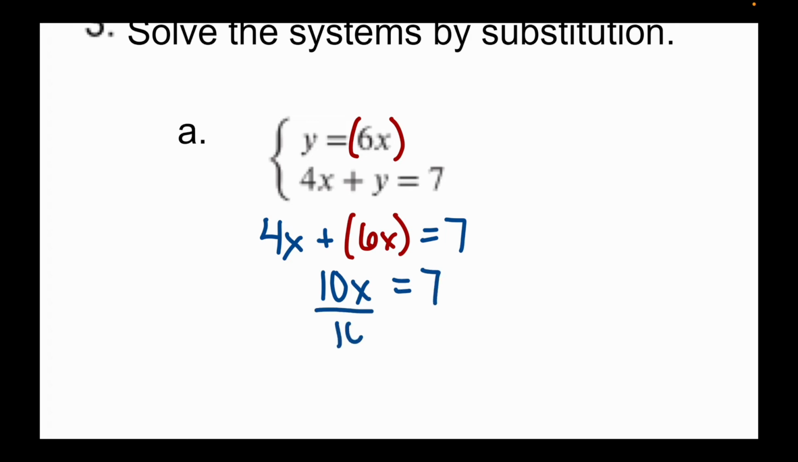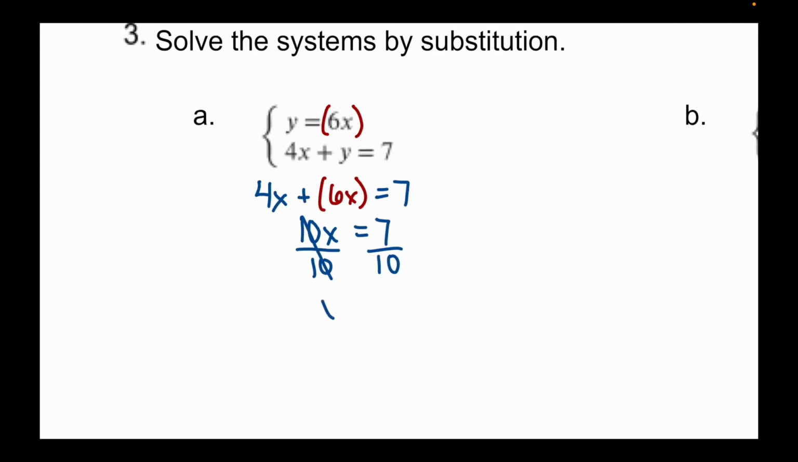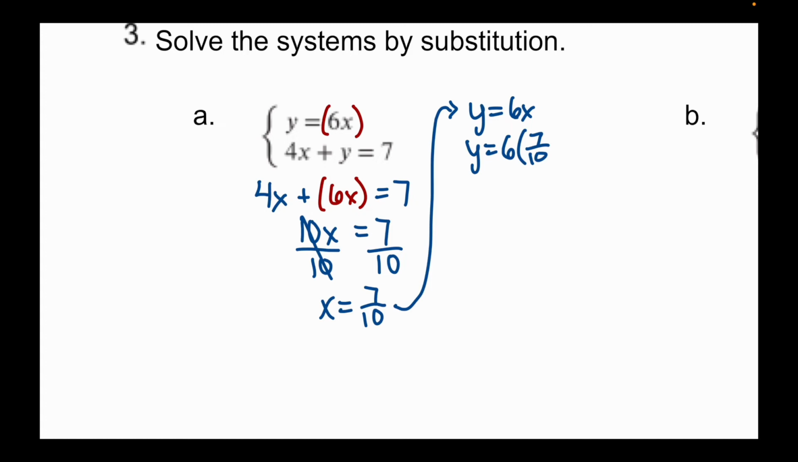Divide both sides by 10. And I'm going to leave this as 7 over 10 because it doesn't really reduce. And it is okay to not get whole numbers. But after we're done plugging in, we take it back up to the original equation. Y is equal to 6x. So y is equal to 6 times that 7 over 10. You could say or, on this one, 7 over 10 is just 0.7.